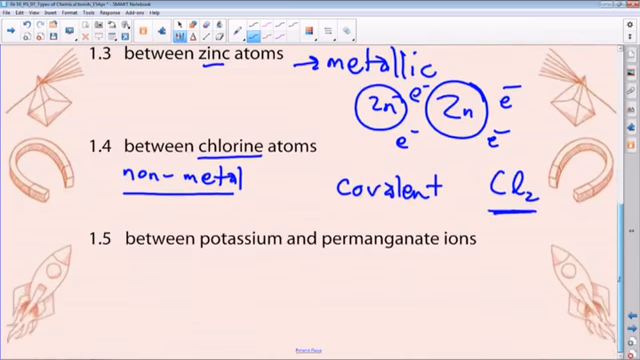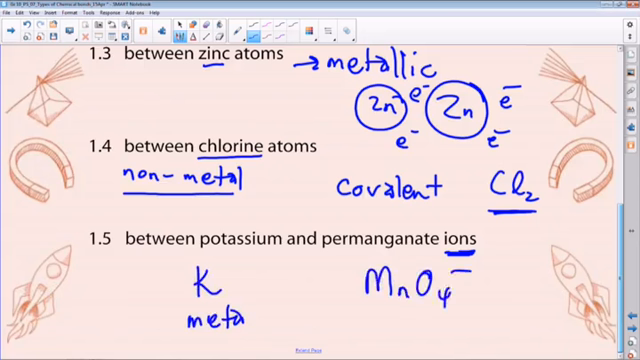And then the fifth one, it says ions. That's the key emphasis. I think we need to underline the keywords. Now, potassium is in group 1, which is a metal. And then the permanganate ion is a typical complex ion. You must know the formula, which is MnO4 minus.